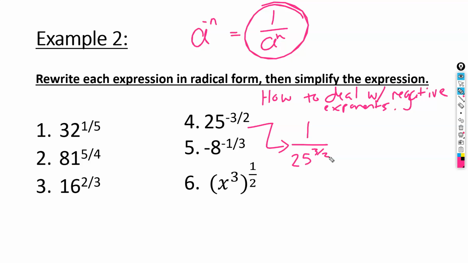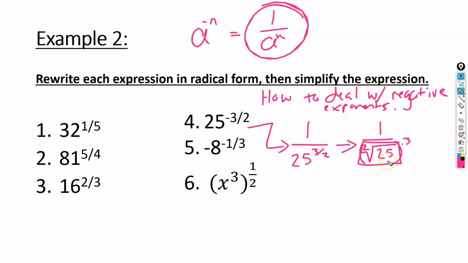Okay? Then the next step after that, everything is pretty much the same. It's just that now we have a 1 on top of it the whole time. So if I were to rewrite that 25 to the 3/2 power as a root, what number would go here? That would be the 2. And here would be the 25. And then finally out here would be the 3. The next thing we're going to do is simplify this. Now this is a simple problem. Don't make it harder than it needs to be.